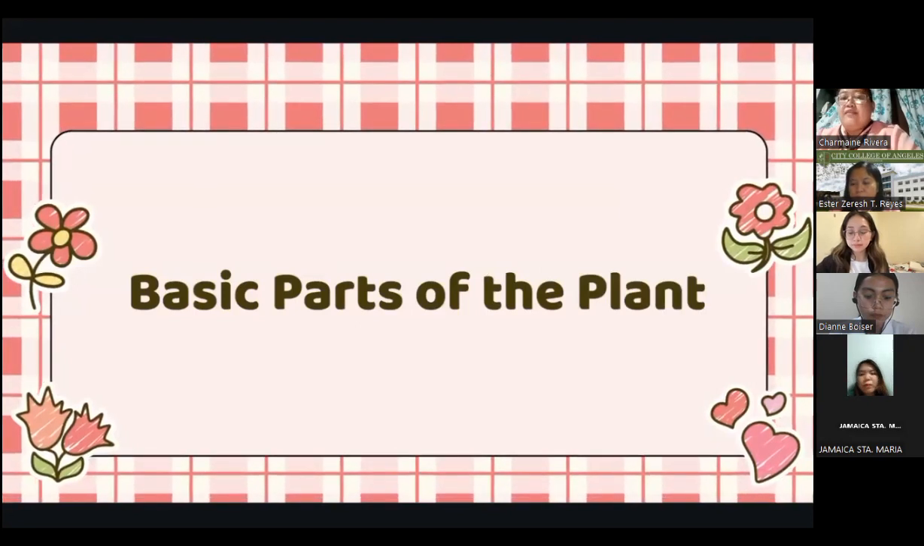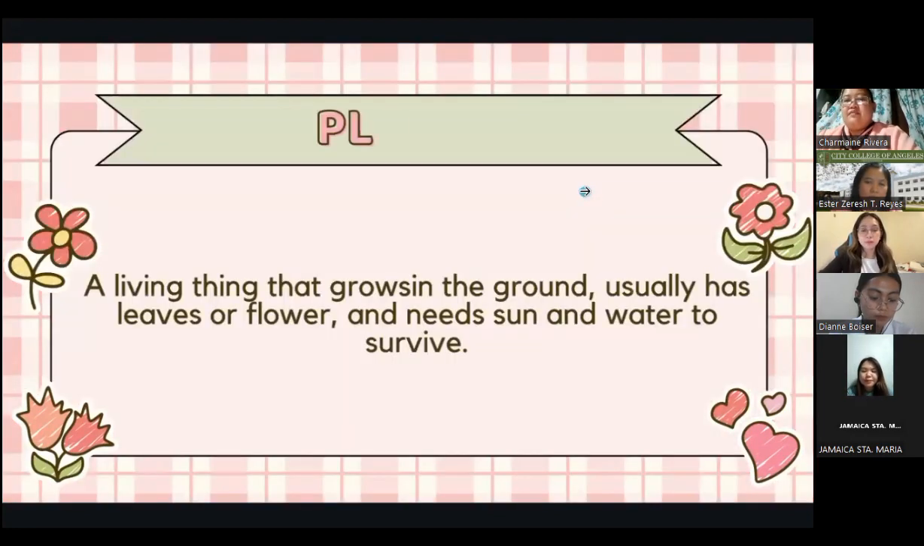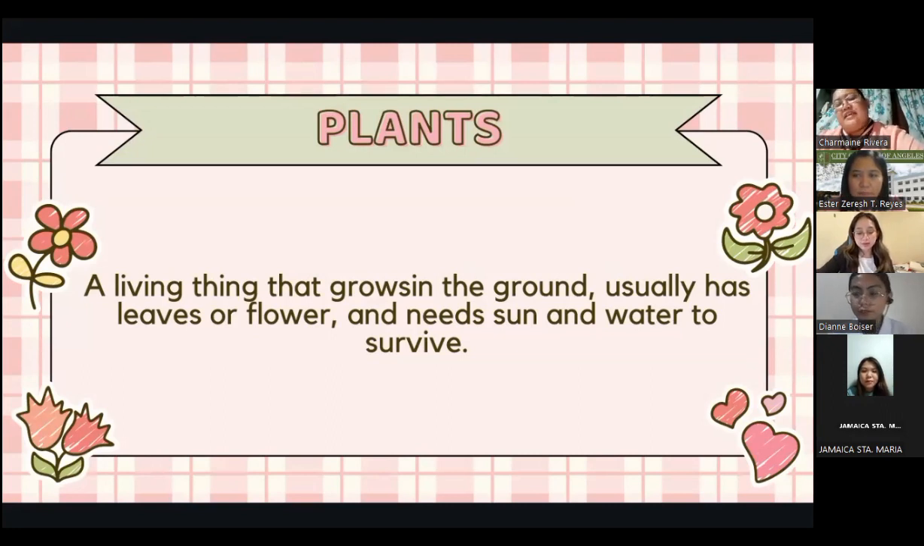For the grade 1, our topic for today is basic parts of the plant. Are you ready to listen, my student? Yes, teacher. Before anything, let us define a plant first. Plants, a living thing that grow in the ground, usually has leaves or flower and needs sun and water to survive.